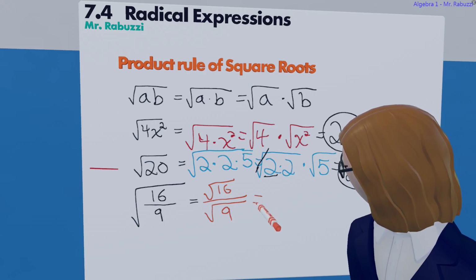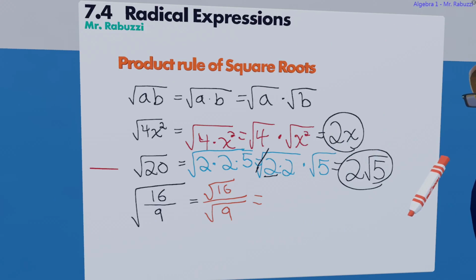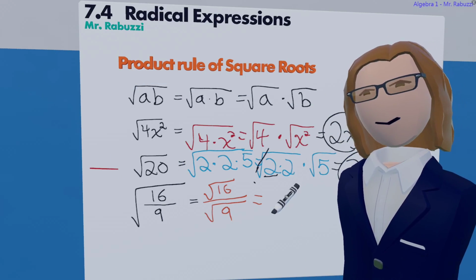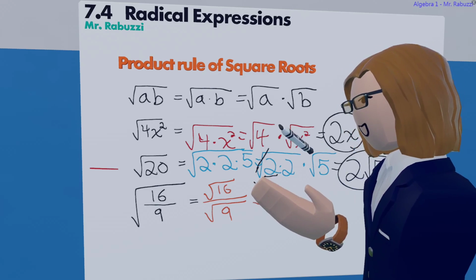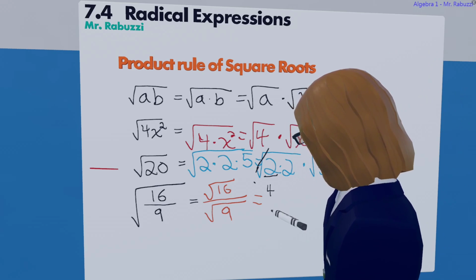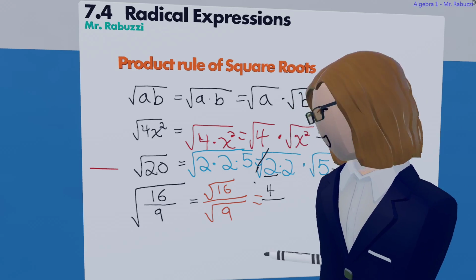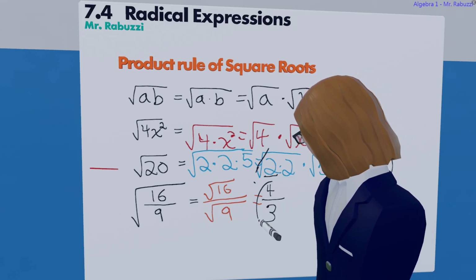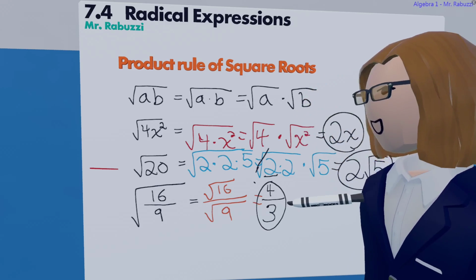Right? So let's see. Answers go in black. Square root of 16. What times what is 16? It's 4 times 4 is 16. So square root is 4 divided by square root of 9 is 3. So there we are.